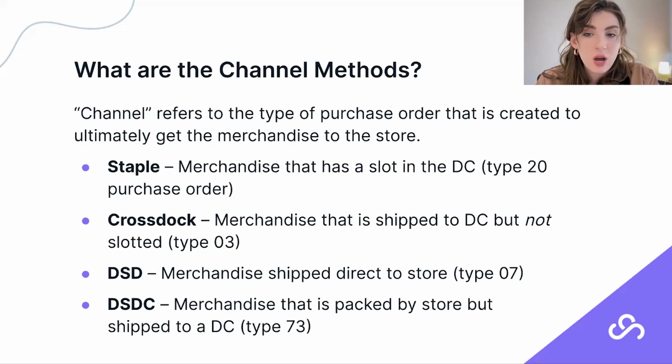Next is your cross dock. So that is going to mean that it is going through a DC, but it's literally going to go from one truck into the other and go directly to a Walmart store. It's not going to be slotted in the DC. So you can see where there would be issues if you click staple and it's a cross dock or vice versa, especially if you selected cross dock, but it was supposed to be staple.